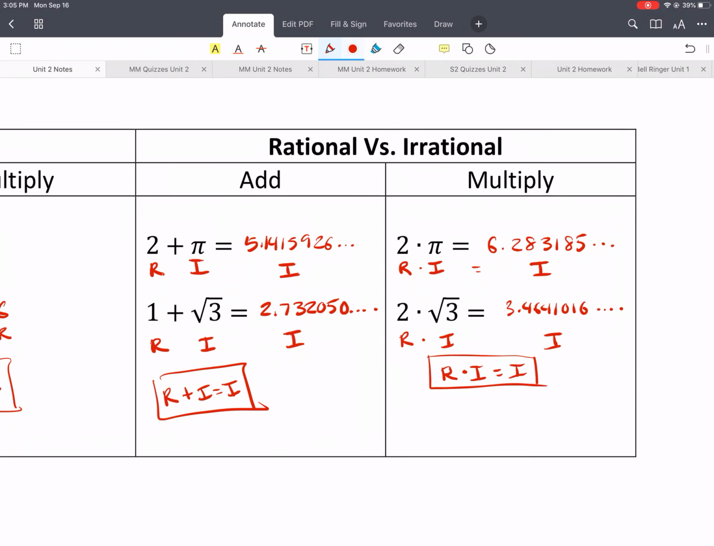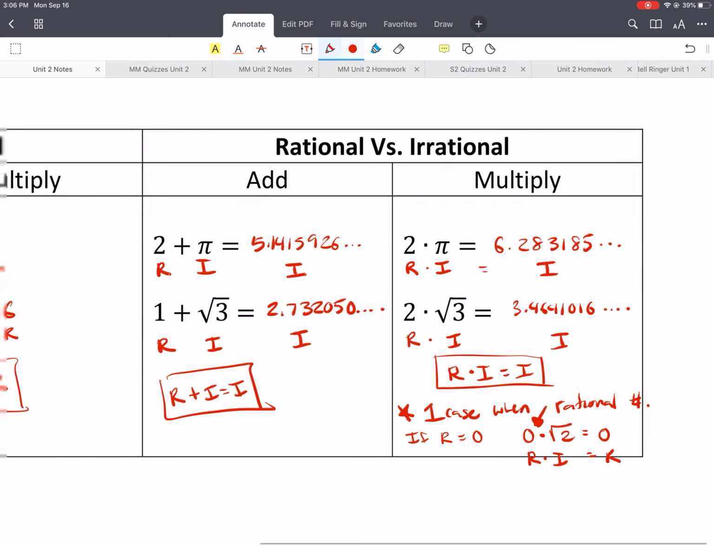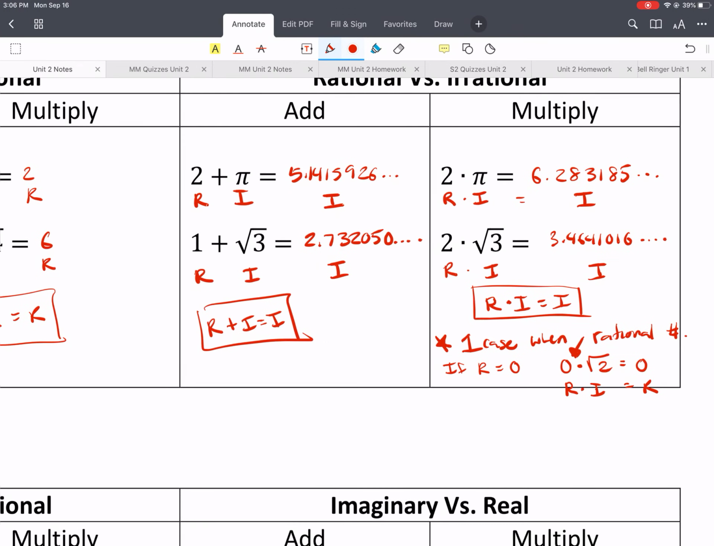And that is always the case except in one instance. If the rational number is 0, then we would have something like 0 times square root of 2. Well, that gives us 0. So here would be the only situation, when the rational number is 0. So this would be rational times irrational, that ends up giving us a rational. So this is one case when we have a 0 for our rational number. But other than that, everywhere else, you're going to have something that's always going to be irrational.